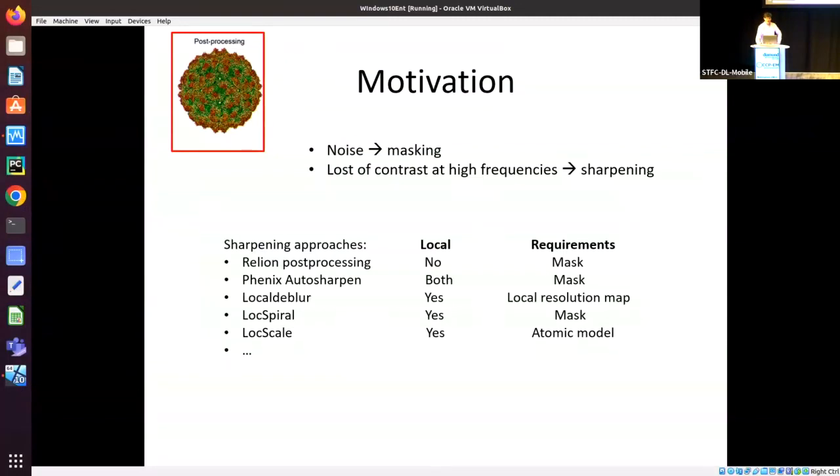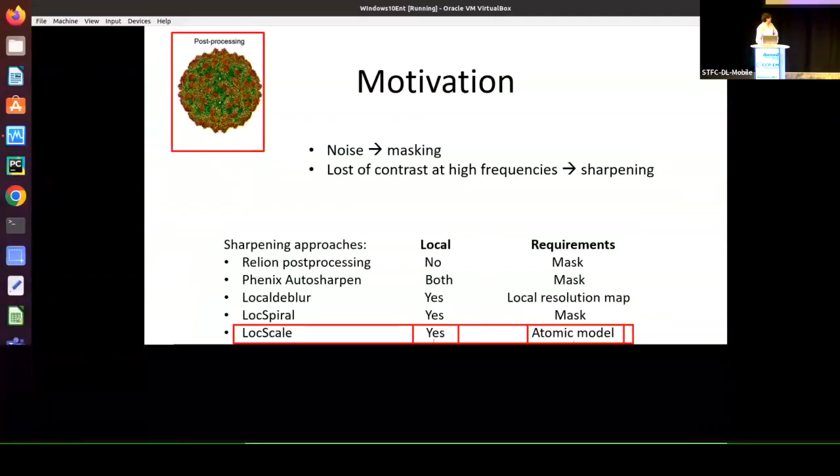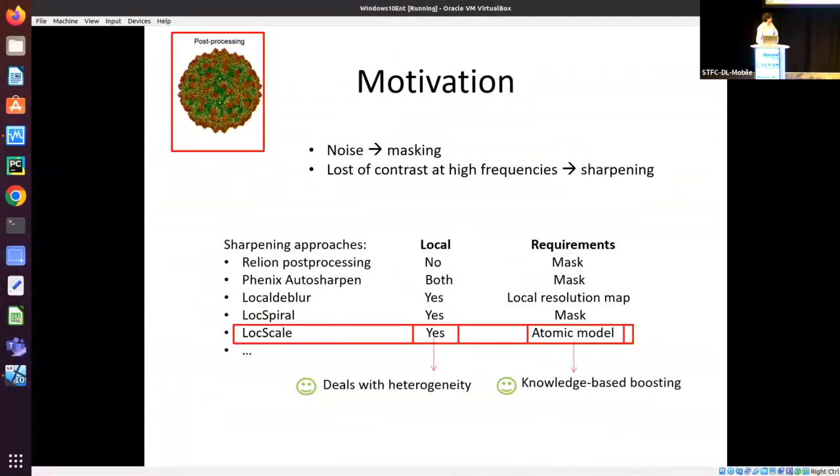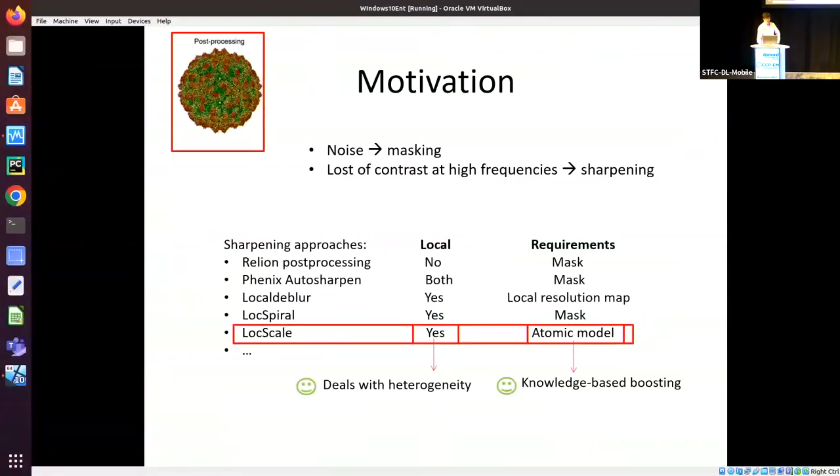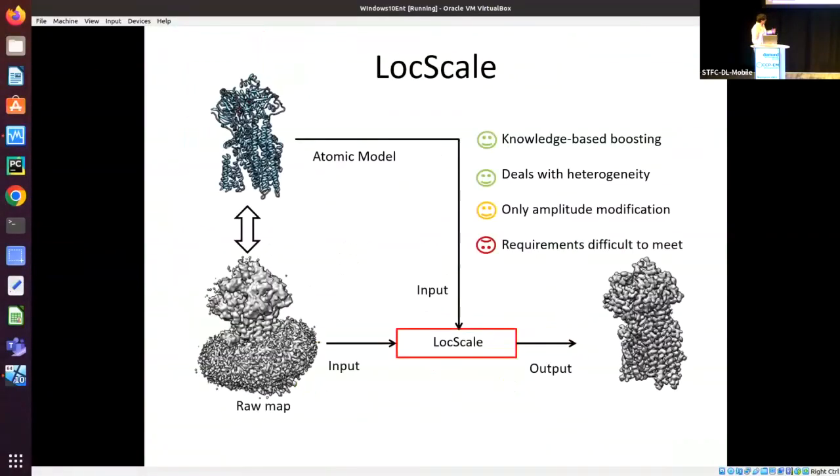So there are many different sharpening approaches. And among all of them, we are very interested in this LocScale approach, which is a local approach. That means that it deals well with heterogeneity. And it's also a knowledge-based approach that basically takes atomic models in order to post-process your map. And what it means is that if you have a high-quality atomic model for your map, then you can just use this atomic model in order to get a high-quality post-processed map.